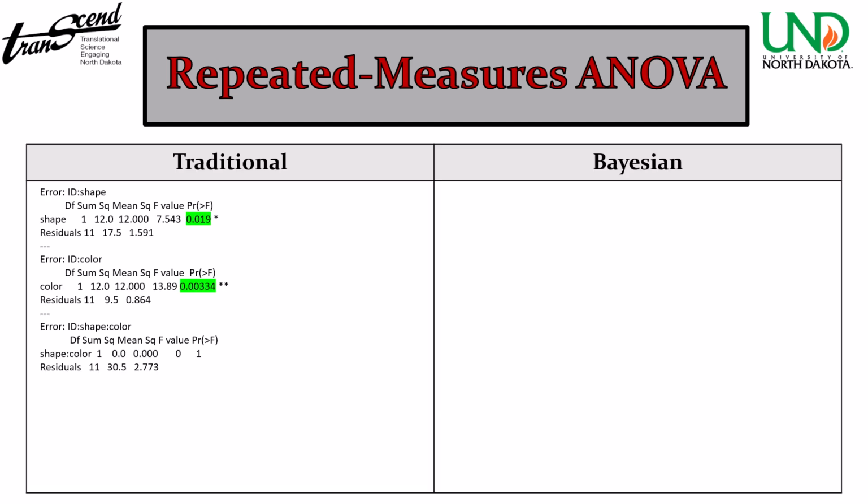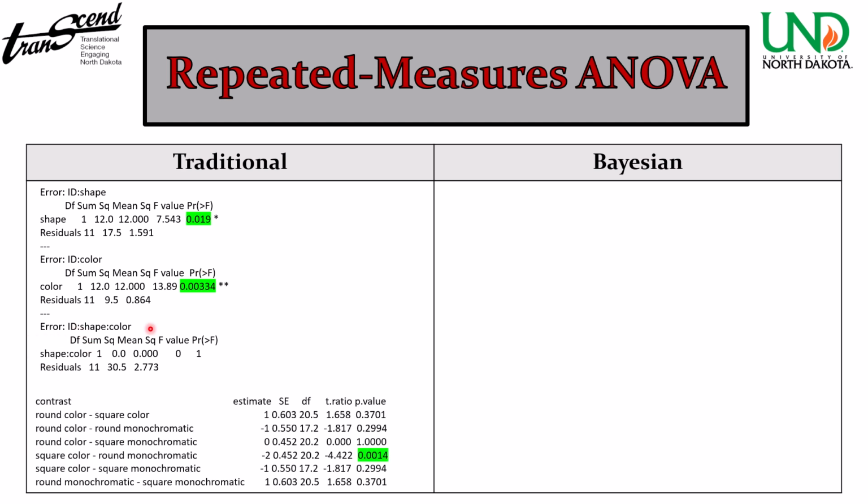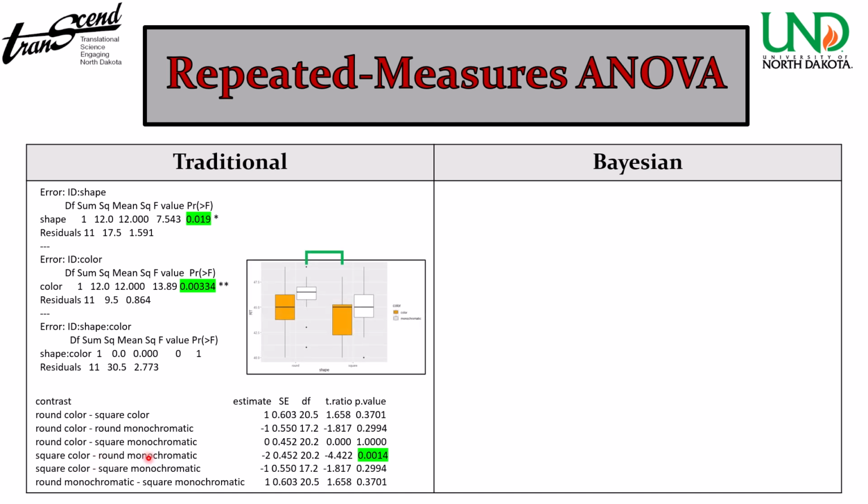So we can run the traditional analysis, and how this sets up is a little bit different here because we have repeated measures, but we can see here shape looked to be significant, color looked to be significant, but the interaction term did not appear to be significant. We do some post hoc tests, and really all we see that was different between the contrasts was the square color versus a round monochromatic. So it looks like this response time was higher than this response time, but that was the only one that was actually different.